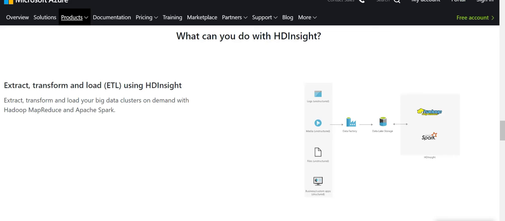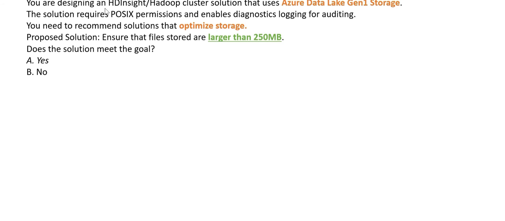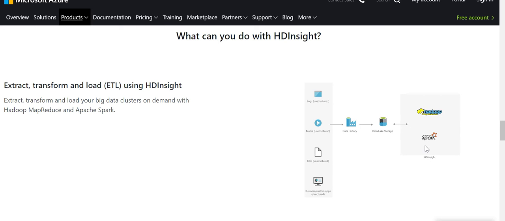Let's take this diagram as an example where ETL is being performed. These are your source systems. Data Factory is the cloud-based ETL tool of Azure. It gets the data and stores it in lake storage in files, and then Spark takes that data, does some transformation, and stores it in HD Insight. Now that's our question. It says you are designing a Hadoop cluster that uses Data Lake Gen 1 storage. So you have HD Insight here, which uses Data Lake storage.